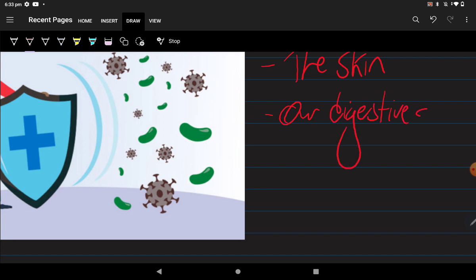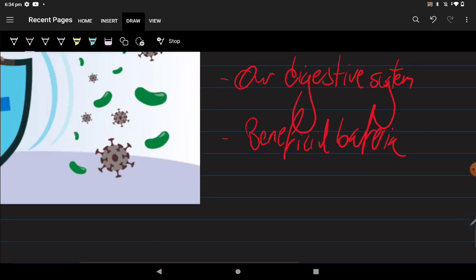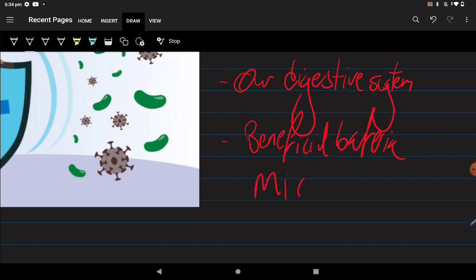our digestive system plays a huge role as it produces stomach acid that can kill many germs ingested through food or water. Furthermore, our body hosts a community of beneficial bacteria, otherwise known as the microbiome, which competes with harmful germs and helps keep our immune system strong.